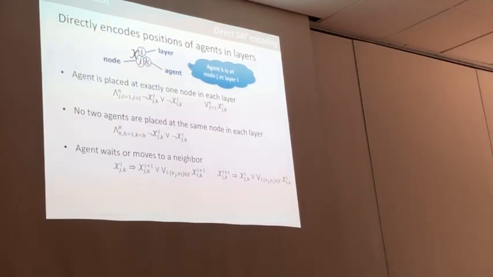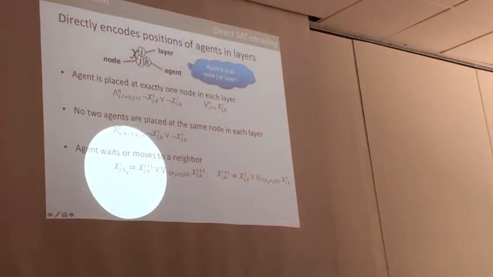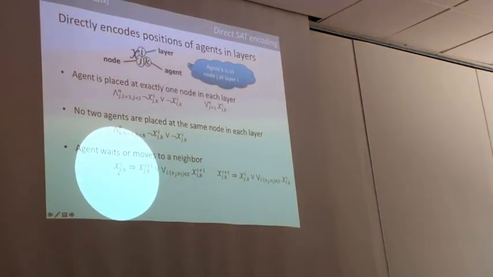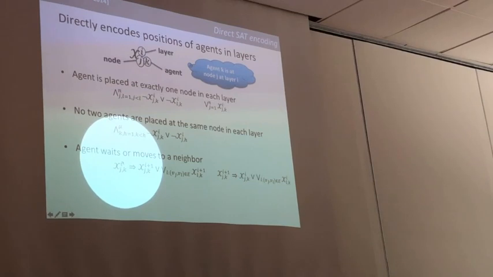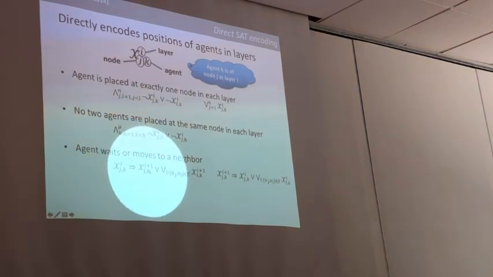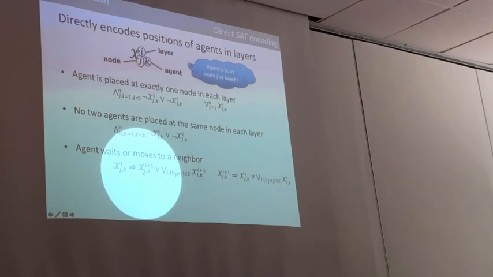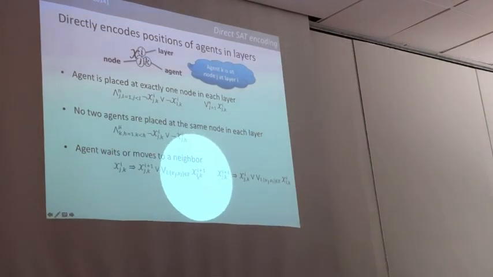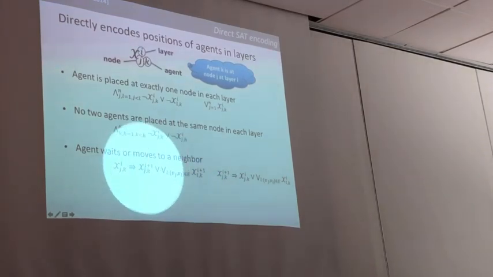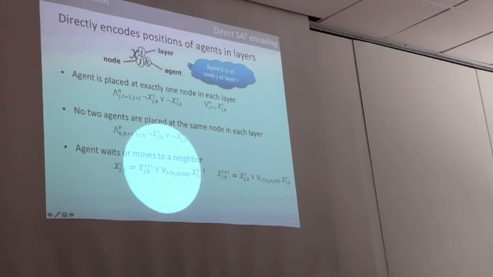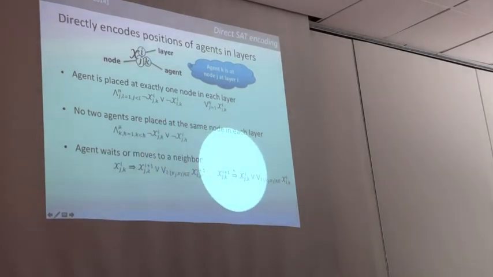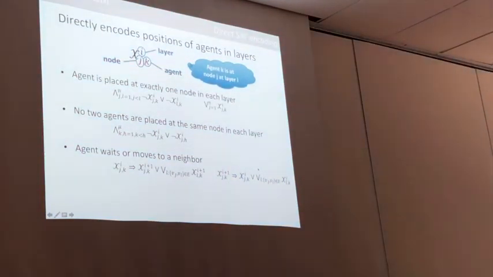Okay? About the actions of the agent, which are the transition constraints between the nodes. So we want to say that if the agent is at node J at time I, then in the next layer, I plus 1, it might be at the same node, so it's the wait action, or it will be at some node L, which is connected to J. So this is describing the wait action, and this is describing the move action.